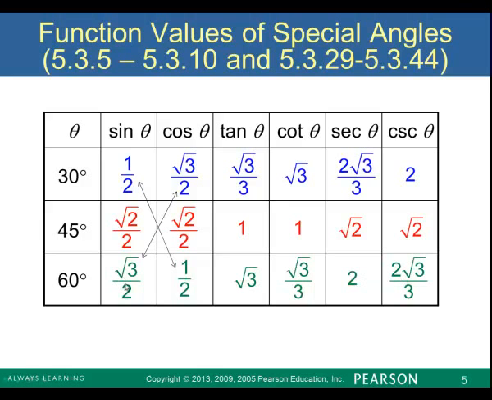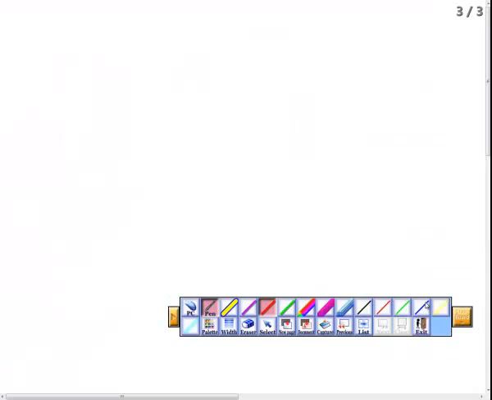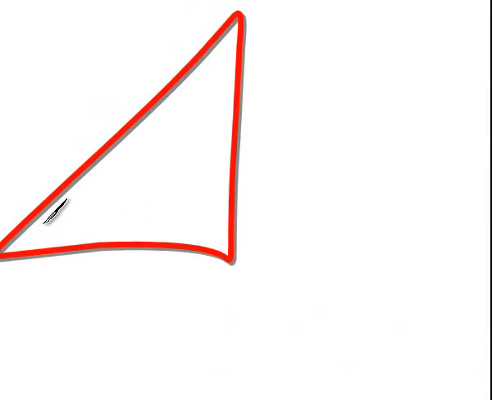Well, there's an easier way to remember than to look at this table. Now let's see how we can do that. There's not enough room here, so let's redo this. Maybe it's 60, 30.